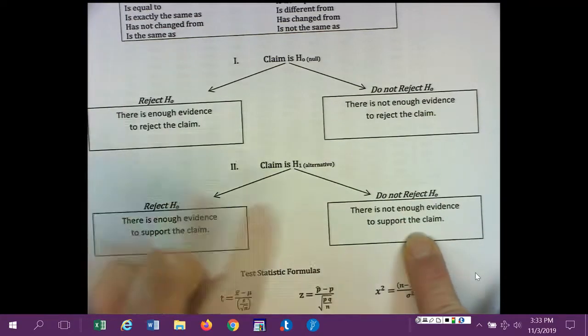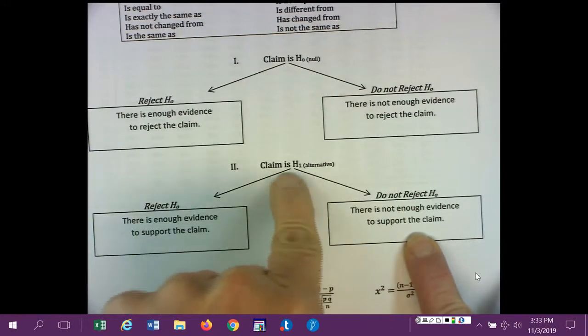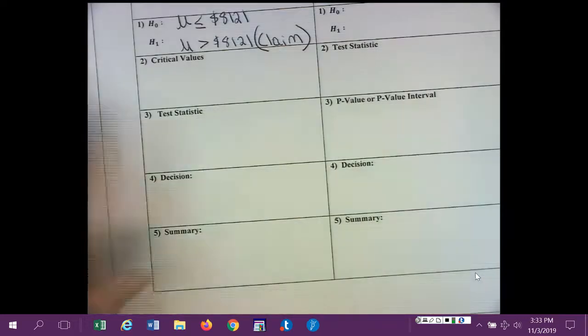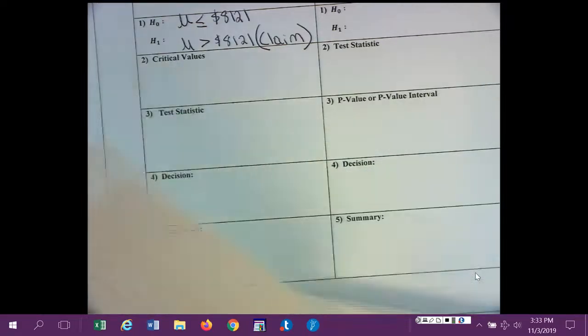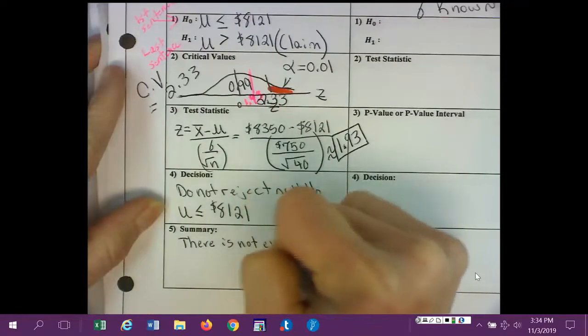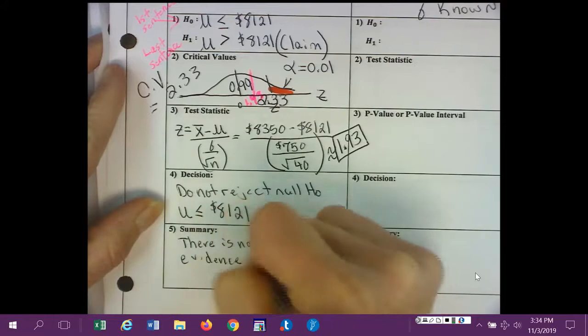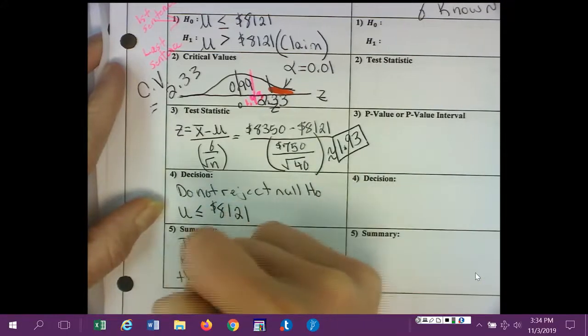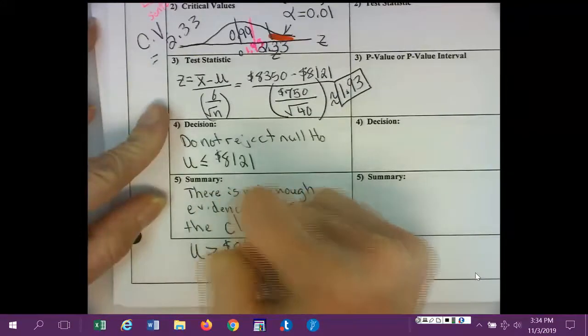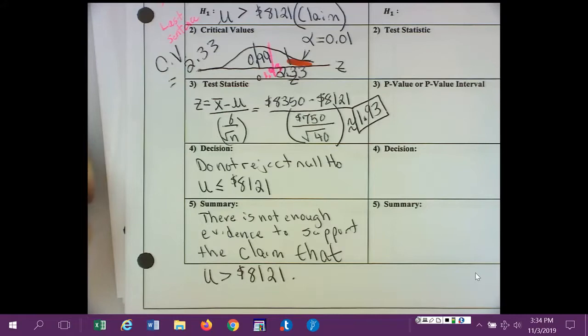Here is step 5. So all the way back up at step 1 is when you are deciding what you're testing. Was it the null or was it the alternative? In this problem, it was the alternative. Step 4, do not reject the null. So here we go. There's not enough evidence to support the claim that the average is greater than 8121. So I'm going to go to the paper, and you would write that in the step. There is not enough evidence to support the claim that, and because I want to save space, I'll say mu is greater than 8121. There's not enough evidence to support the claim that the average is greater than 8121.